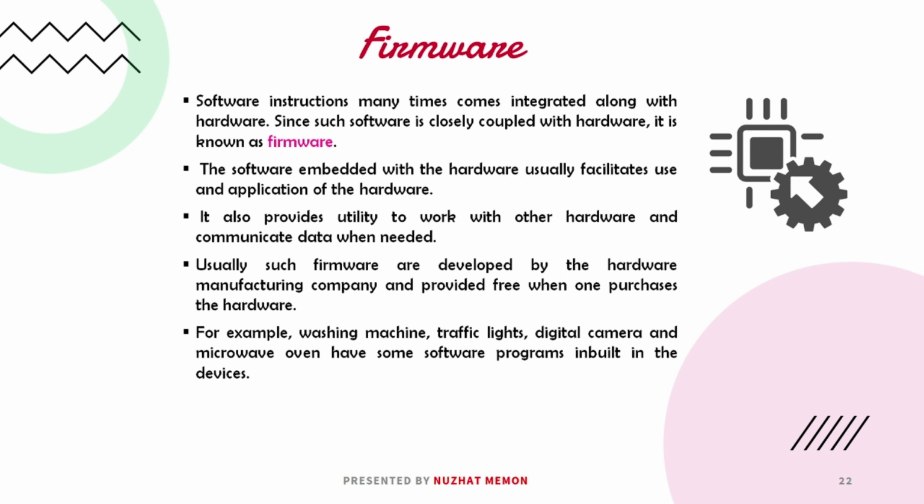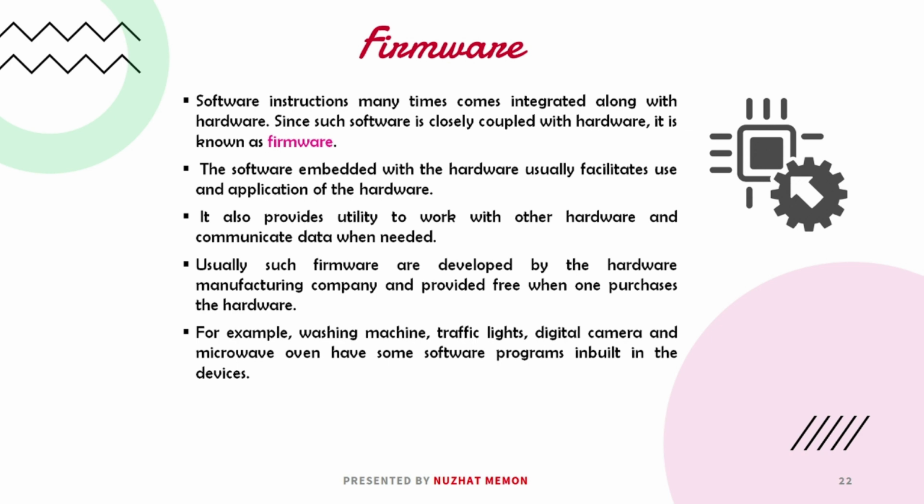Firmware is simply a type of software used to control a specific hardware device. Or we can say that software that is closely integrated or coupled with that particular hardware only is known as firmware. The software is embedded with that particular hardware, and usually gives us the facility of how we will use it, what is the application of that hardware, so we can control that specific hardware. It also provides essential instructions so that the hardware device can communicate or work with various other hardware.